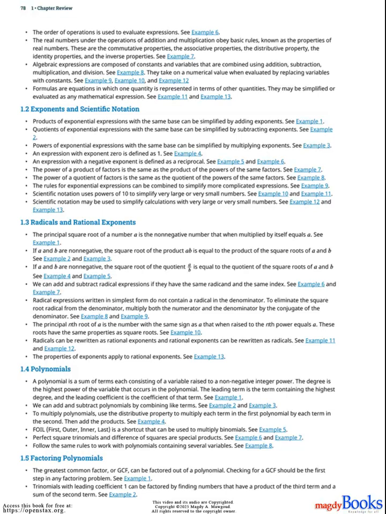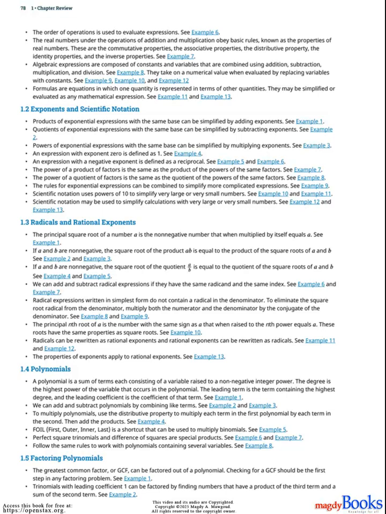1.3.6. The principal nth root of a is the number with the same sign as a, that when raised to the nth power, equals a. These roots have the same properties as square roots. See example 10. 1.3.7. Radicals can be rewritten as rational exponents and rational exponents can be rewritten as radicals. See example 11 and example 12. 1.3.8. The properties of exponents apply to rational exponents. See example 13.